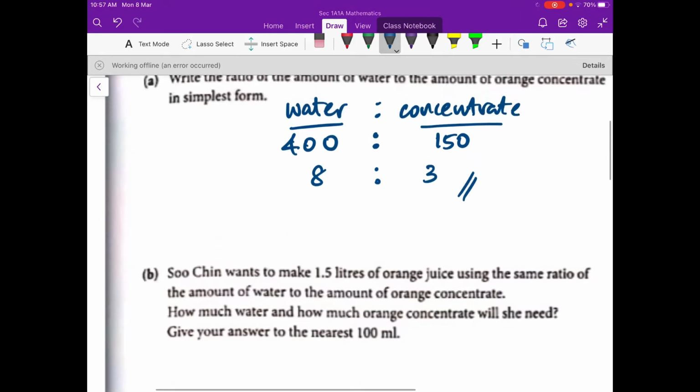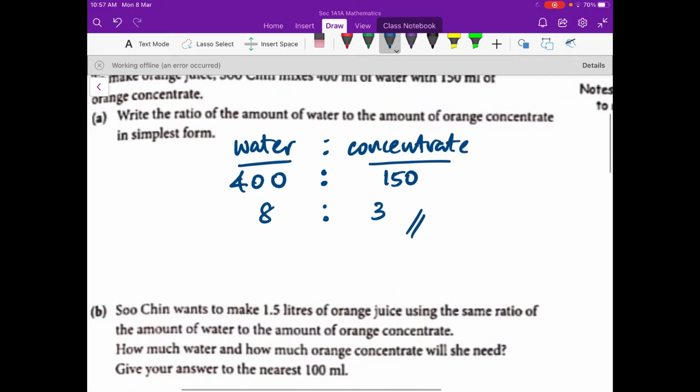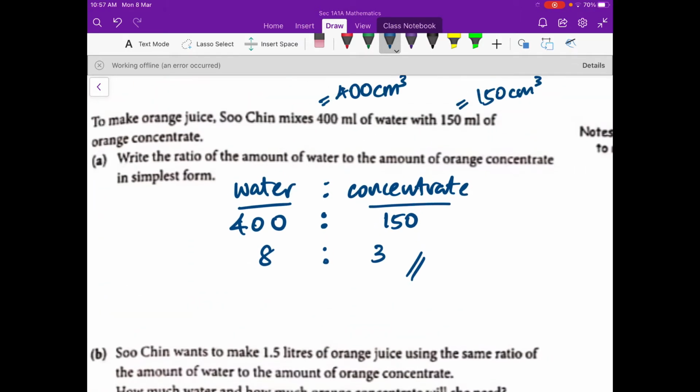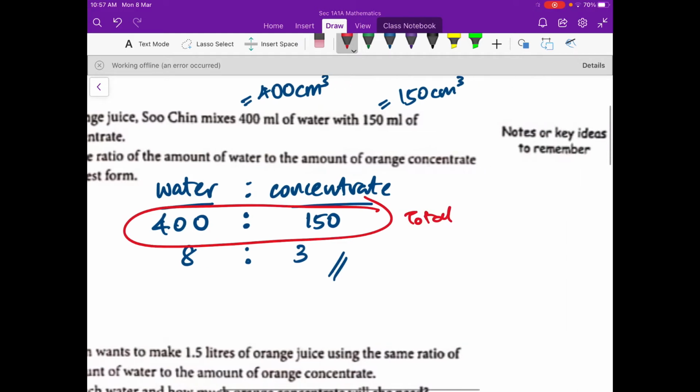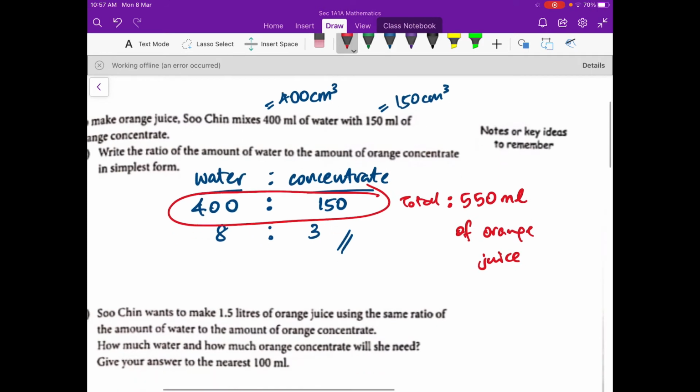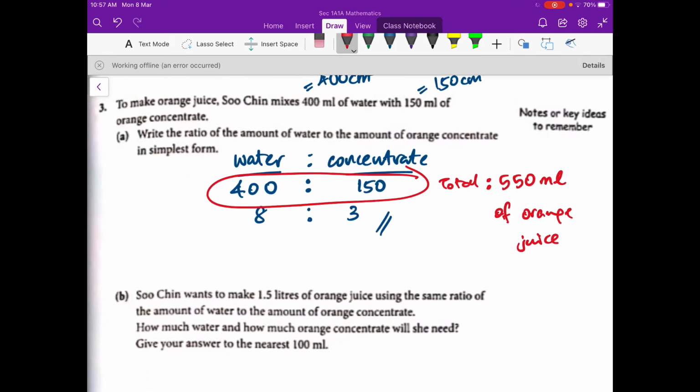Now, if I only have 400 milliliters of water, 150 milliliters of concentrate, how much is this altogether? You don't have to copy this down. How much is this altogether? 550 milliliters of orange juice, right? Is this what they want? Do they want 550 milliliters of orange juice? No, they wanted more. They wanted 1.5 liters.